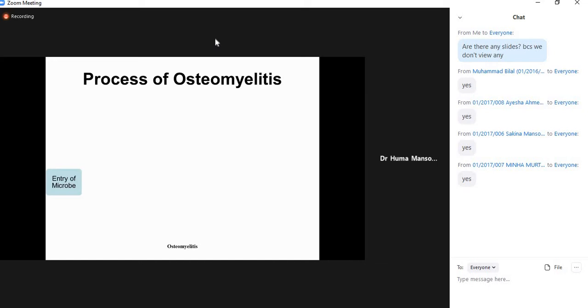So the end result is that the marrow starts getting necrosed, and the bone starts getting necrosed. And this dead bone you call a sequestrum. And the periosteum starts to burst. First the marrow is affected, then the bone is affected, then by the Haversian system, the periosteum is affected.